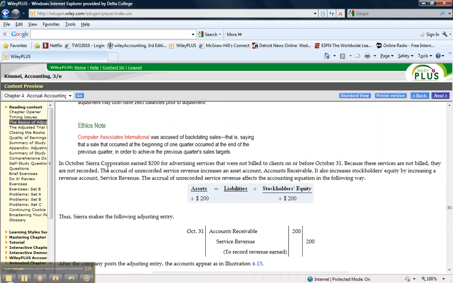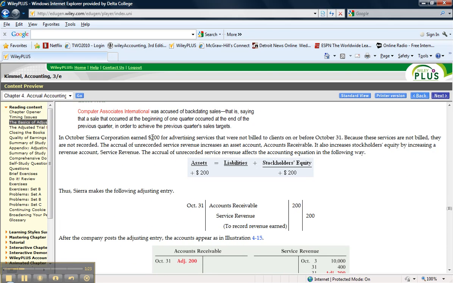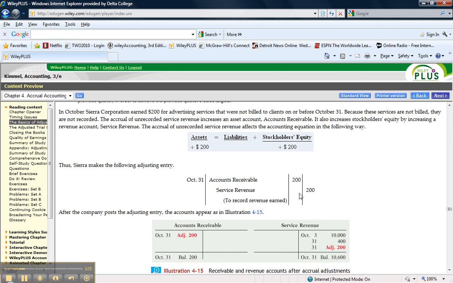So the example put out in this part of the text right here talks about the amount of earned money, and here you see the journal entry that would be required for the adjusting entry. Increase the receivable, increase revenue. That gets this revenue recorded in the period that we earned the money, according to the revenue recognition principle.